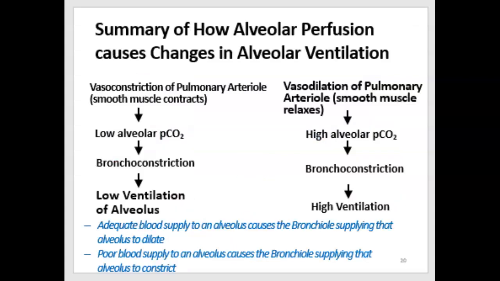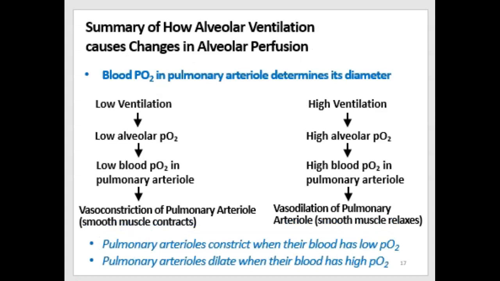So this is a similar summary of how alveolar perfusion can change alveolar ventilation. It says here that in blue, adequate blood supply to an alveolus causes the bronchiole supplying that alveolus to dilate. But when there's poor blood supply to an alveolus, it causes that bronchiole to constrict. So it helps accommodate what happened before when we looked at oxygen: when blood has low O2, pulmonary arteries constrict, and when blood has a high O2, those pulmonary arteries dilate.